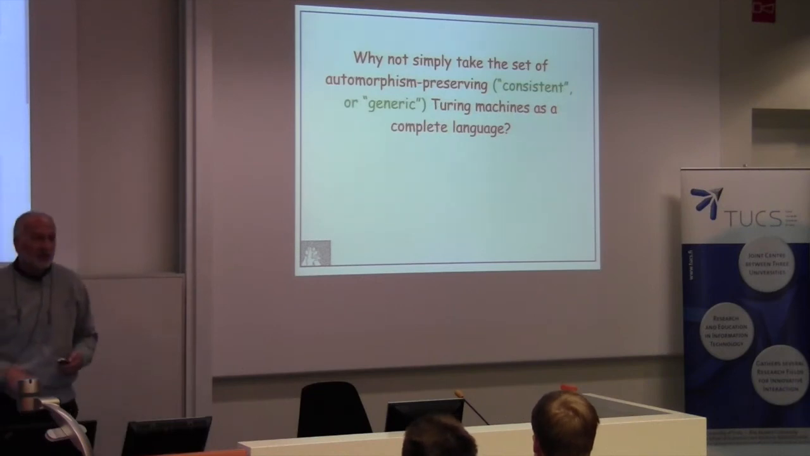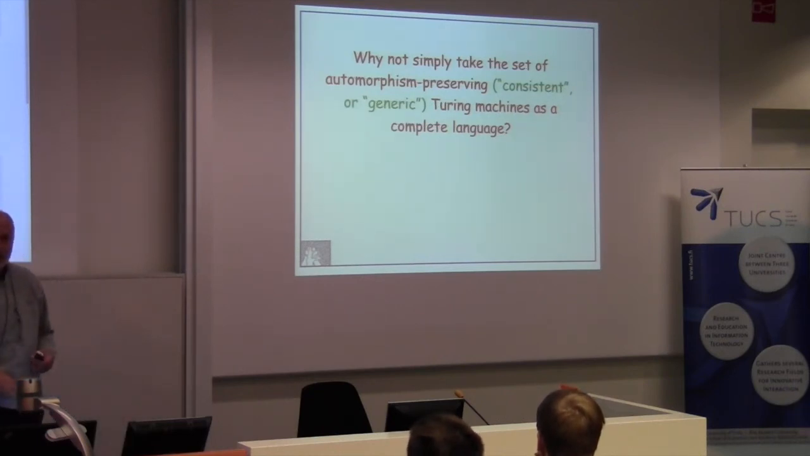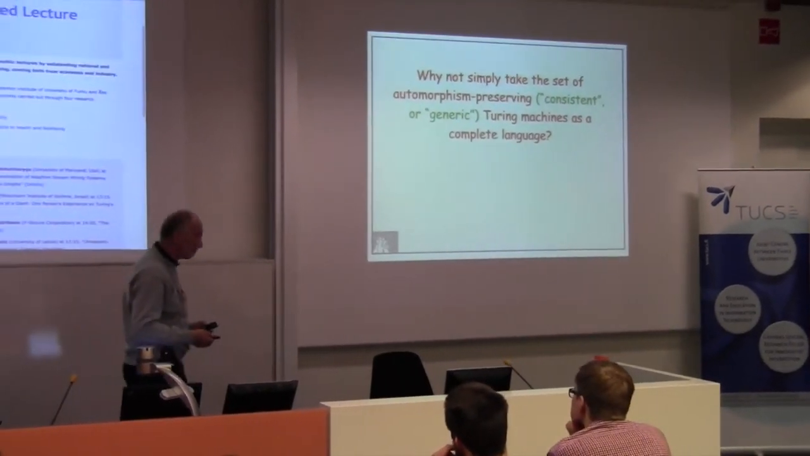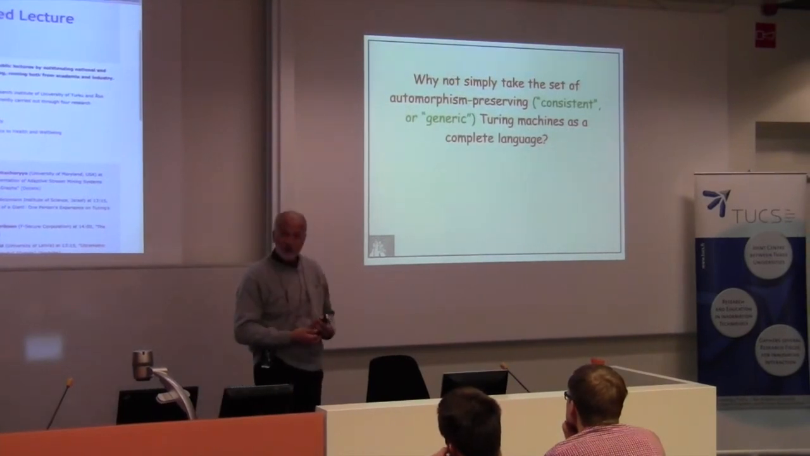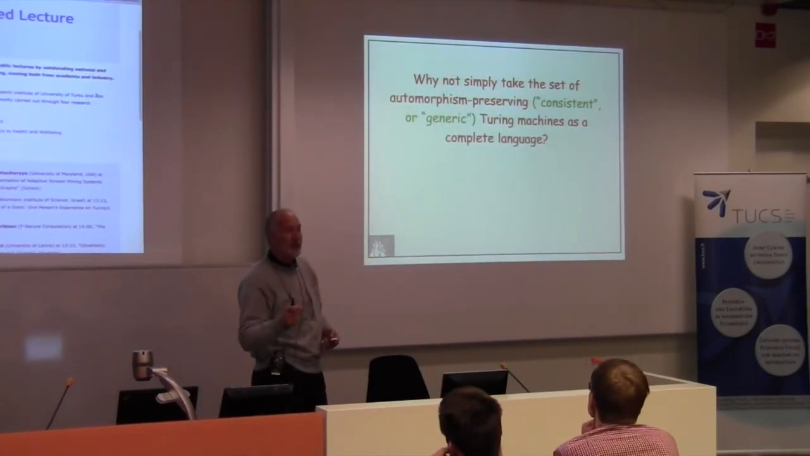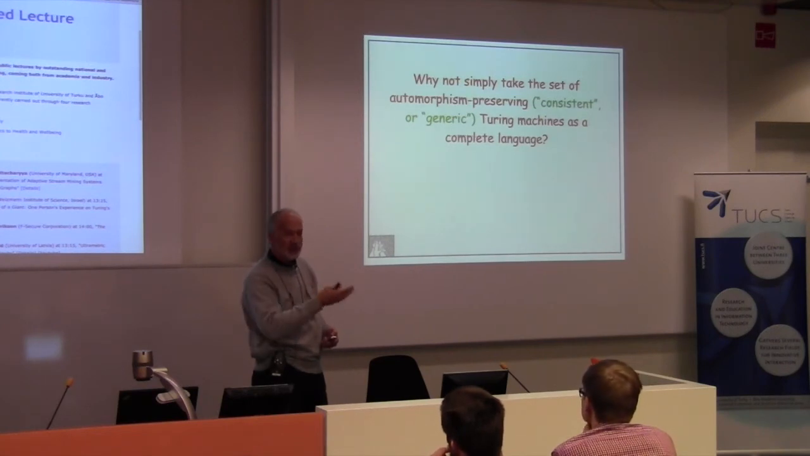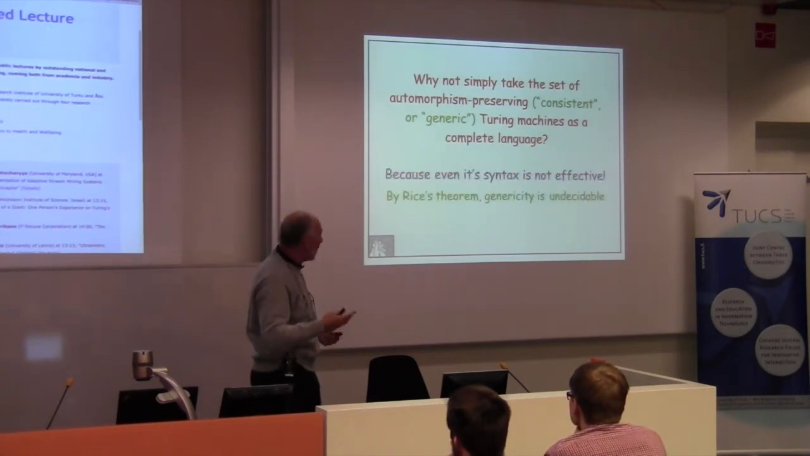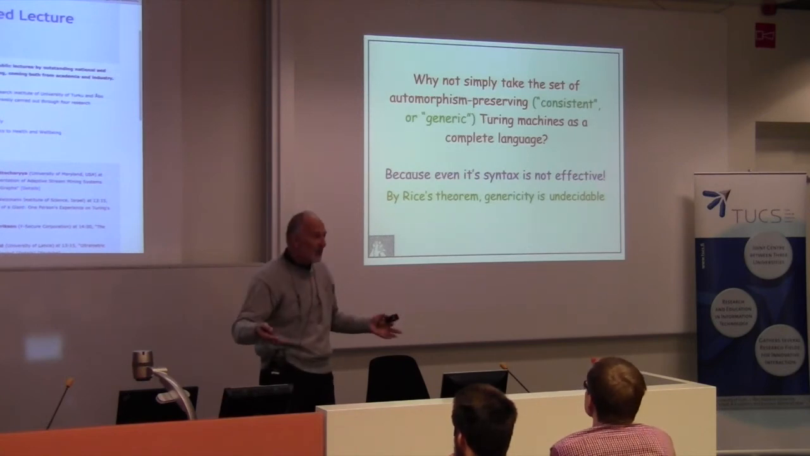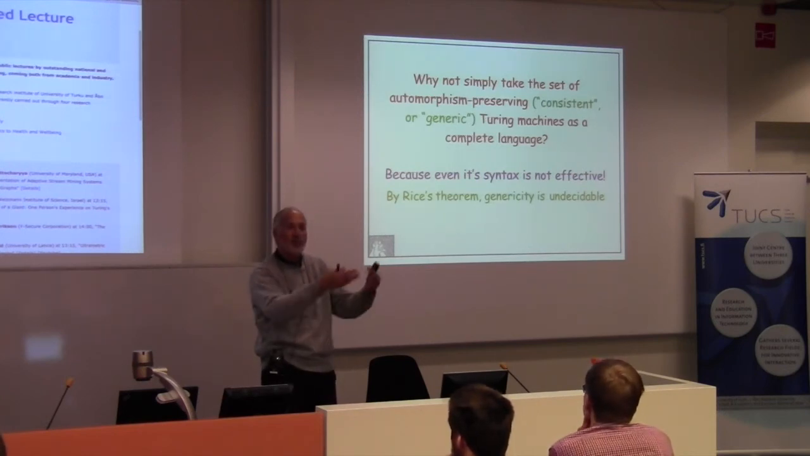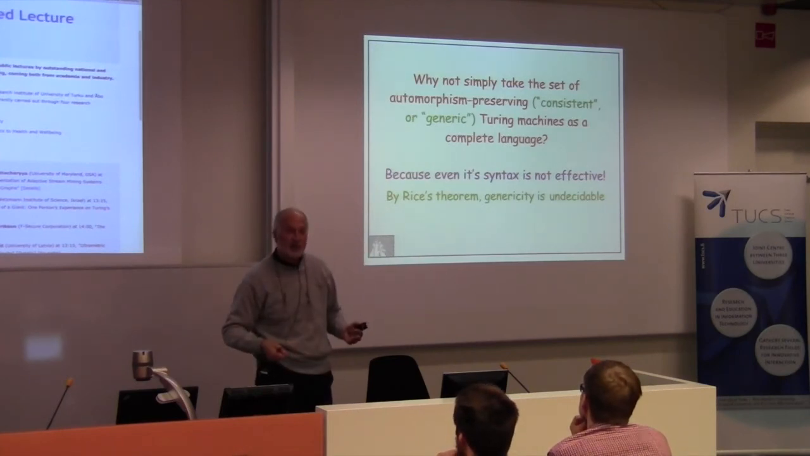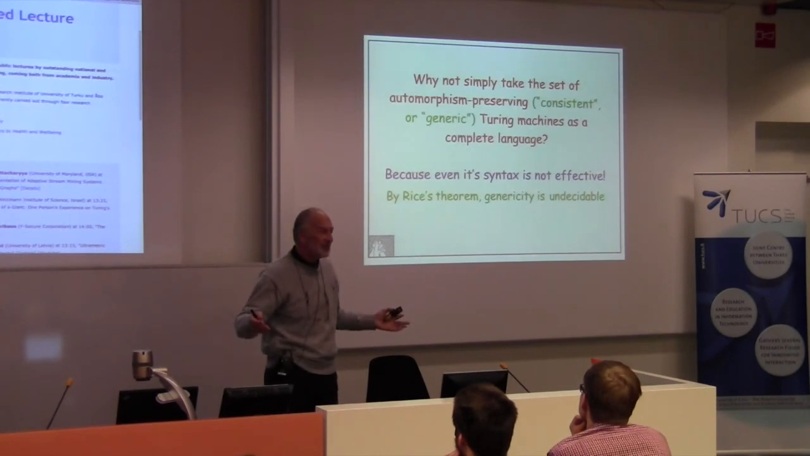So you might be thinking to yourselves, what's the big problem? Just take Turing machines, throw out the ones that are not consistent, that don't preserve isomorphisms. Is that a good idea? It's an excellent idea. It just has one tiny problem, and that is that your programming language, which is now Turing machines that are consistent, has a non-computable syntax. Because by Rice's theorem, you cannot tell anything about computation. In particular, you cannot tell whether this program is generic or consistent. Genericity is the consistency I mentioned, whether it preserves isomorphism. So that's not the solution.